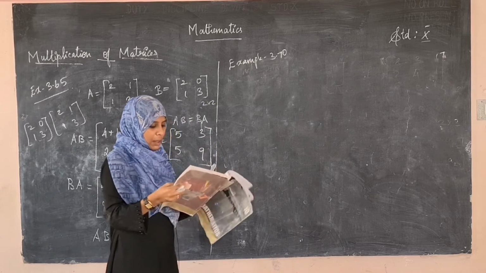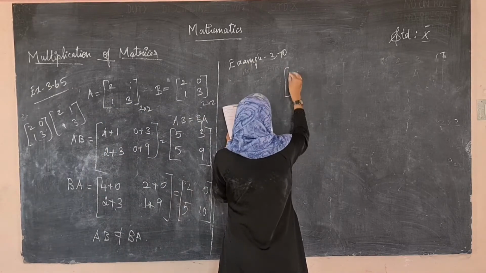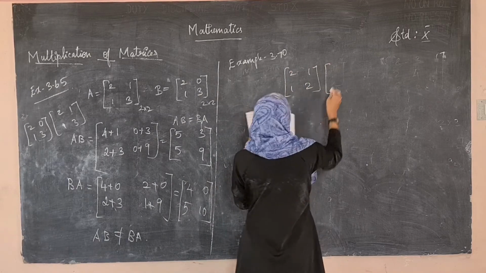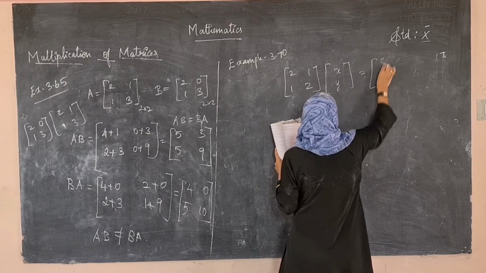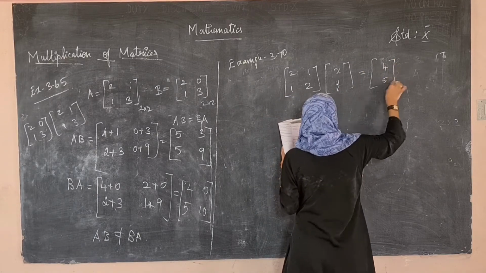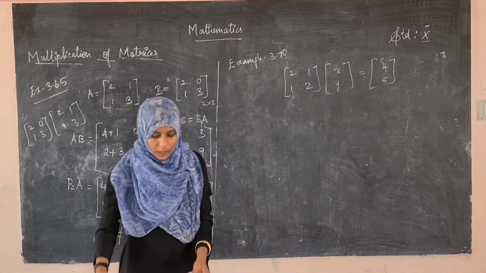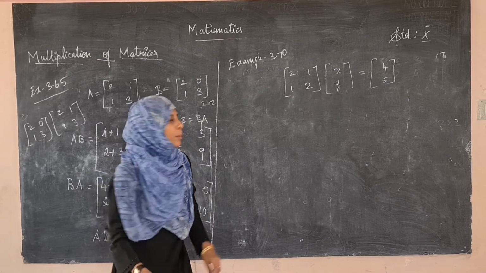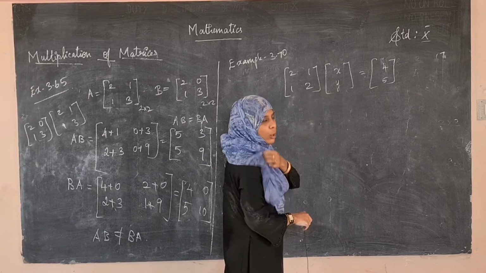Solve. They have given 3 matrices in the multiplication form. 2, 1, 1, 2 into x, y, which is equal to 4, 5. Okay, we have to solve. Solve means we have to find the value of the variables. What are the variables used here? X and y.